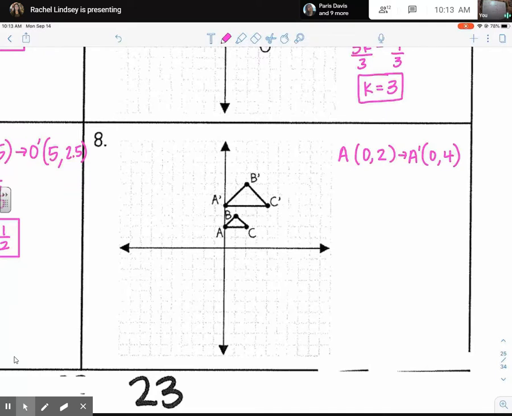0 and 4. So if I look at just the x's, I have 0 times a k equals 0. Would that be able to give me my scale factor? No. Because it really doesn't change. 0 doesn't change when you multiply by anything. So let's look at the y. So 2 times a k had to give me 4. What times 2 gives me 4? 2. So you could do the math, or you could just look at it and see that the scale factor is 2.